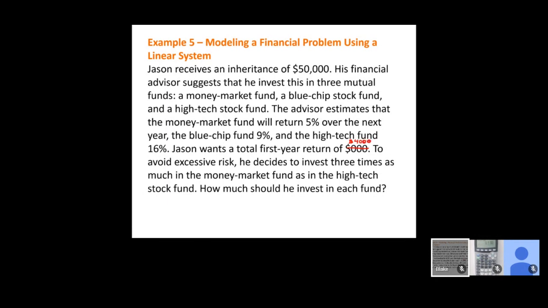All right, so to avoid excessive risk, he decides to invest 3 times as much in the money market fund as in the high-tech stock fund, and we want to know how much he should invest in each of those funds now. Okay, so what are we going to do first here? Good. We need 3 variables because we have 3 different funds that we're investing in, right? So what variables do you want to use for your investments?